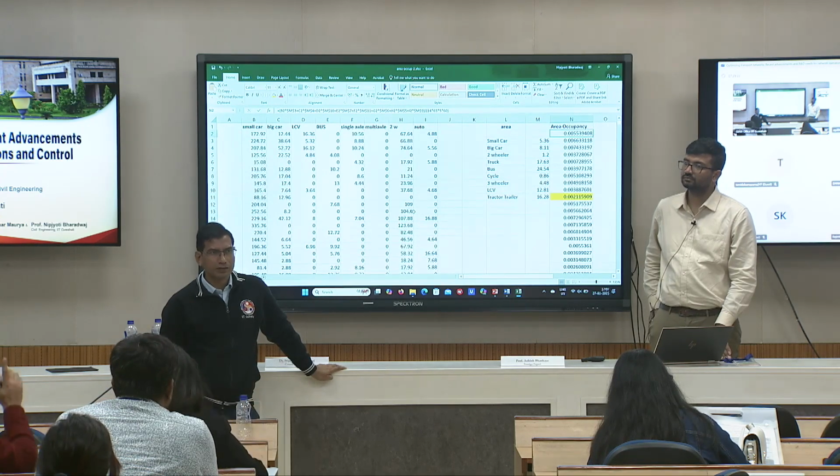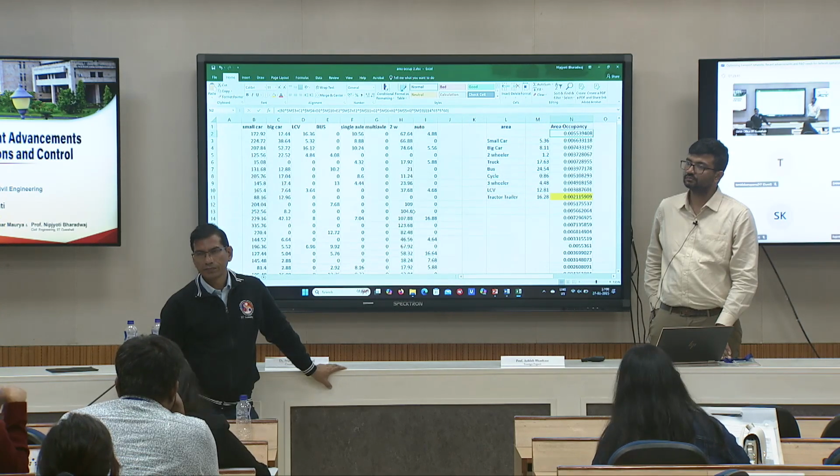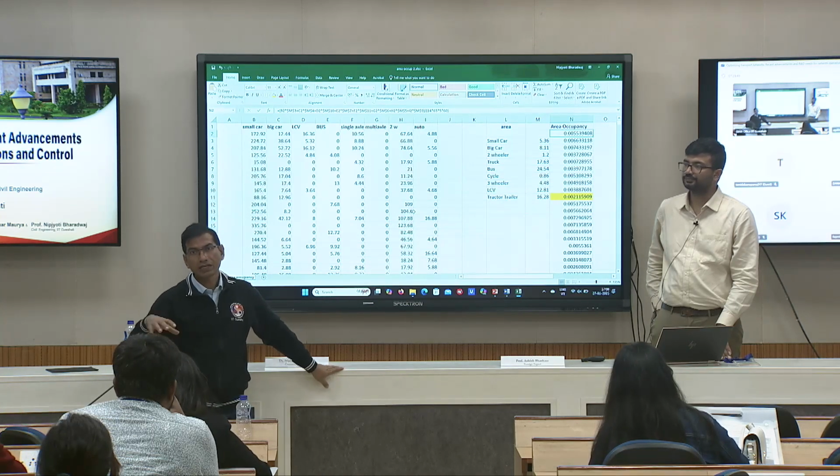When we are considering this area, is it only taking the length and width of the vehicle or the clear spacing between the vehicles? Length and width of the vehicle. Actual dimension of the vehicle.